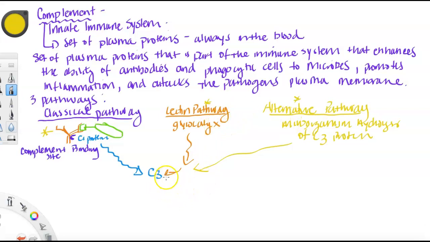Once we get to the C3 part, it will break up into C3a and C3b. And C3a basically causes enhancement of inflammation. Okay, the C3b part, opsonization. So it's helping non-specific phagocytosis.